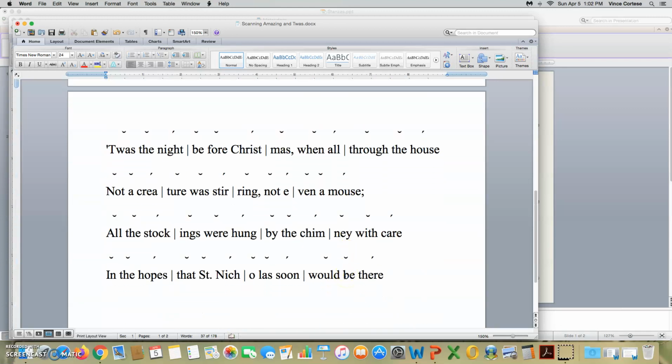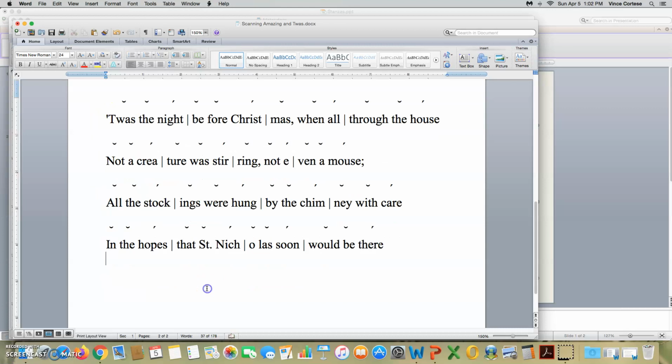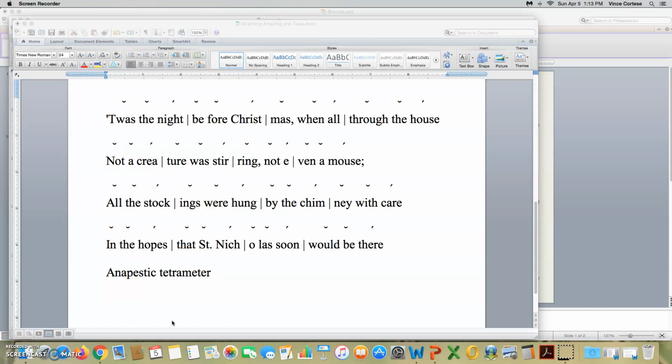Now in 'Twas the Night Before Christmas, we certainly have a different type of foot. This is the anapest, which is a 3 syllable foot that's got 2 unstressed syllables and then a stressed syllable following it. We call this anapestic verse. And again, we have in each of these lines 1, 2, 3, 4 of these anapest feet. So it's anapestic tetrameter, which means that it's anapestic verse feet, and that there's 4 of these in a line.